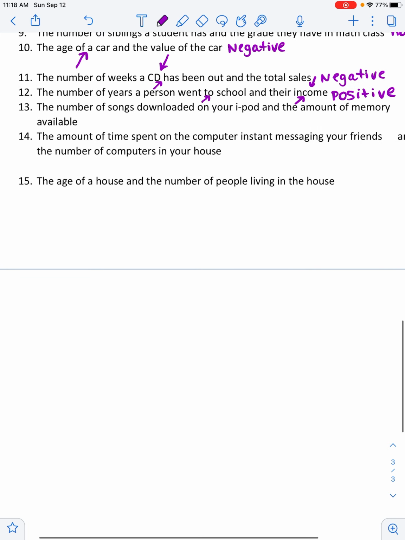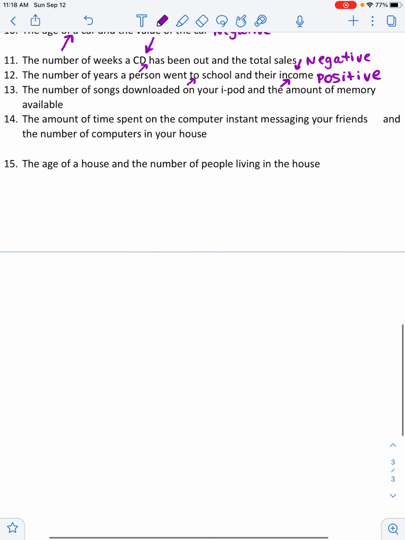Now, could you find outliers to this case? Of course. Some people might go and get their PhD, their doctorate, and then decide that they want to work at Target because they love Target so much. There are definitely outliers, but for the most part, this is a positive correlation.